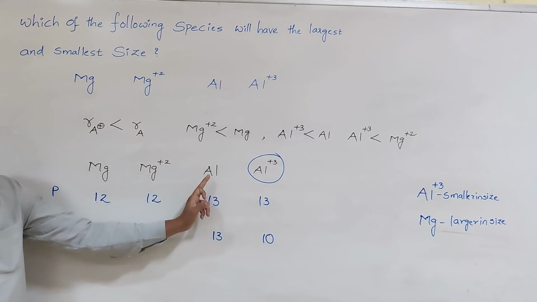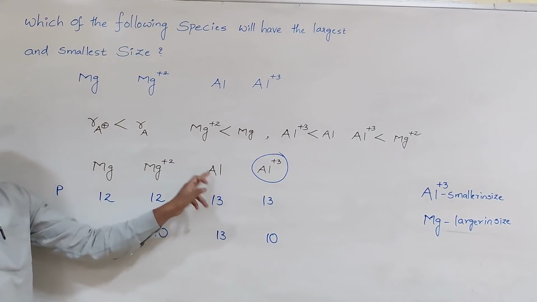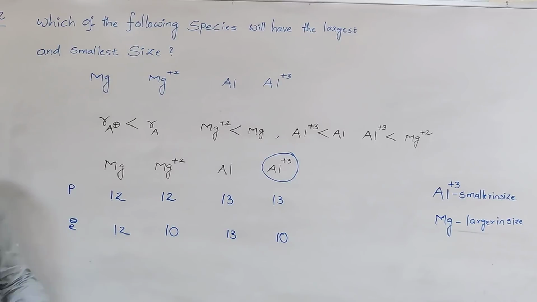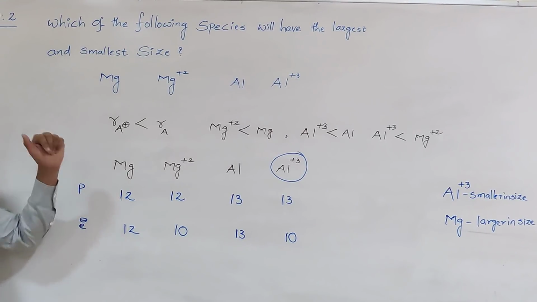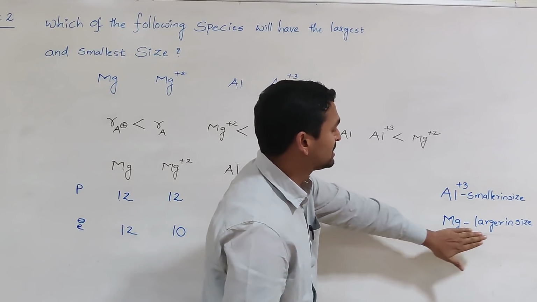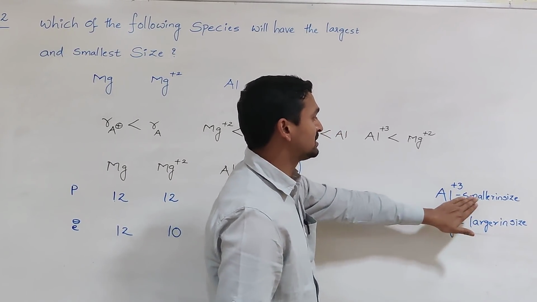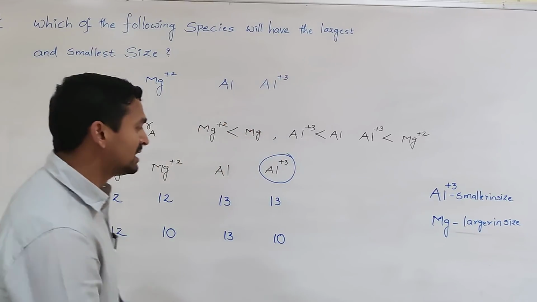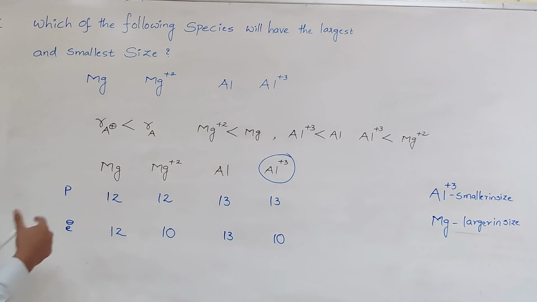As we move from left to right, magnesium to aluminium, atomic radii decreases. That's why magnesium is larger in size. In this question, magnesium is larger in size and Al plus 3 is smaller in size. Then what is the order? If somebody asks, what is the order?